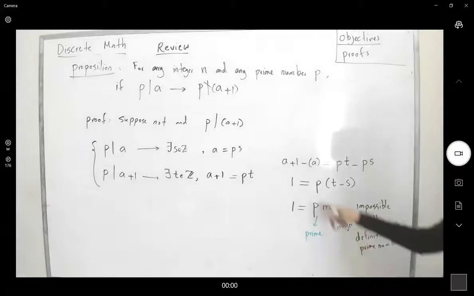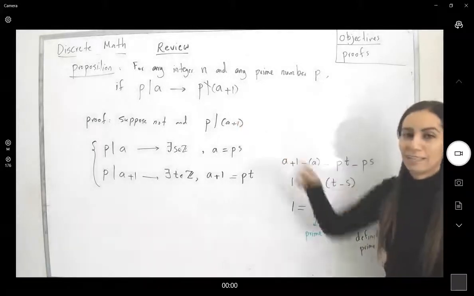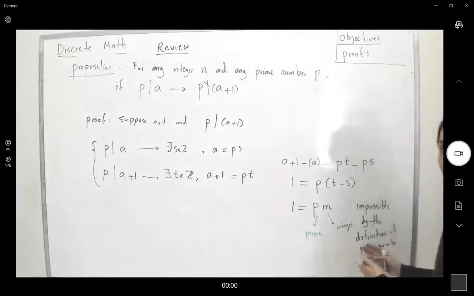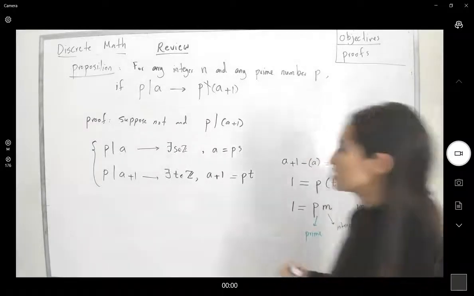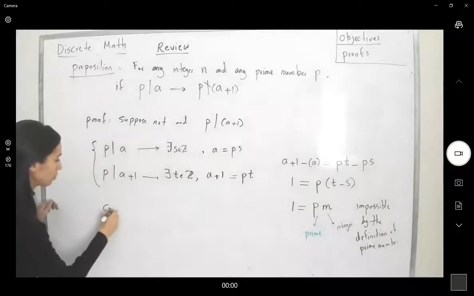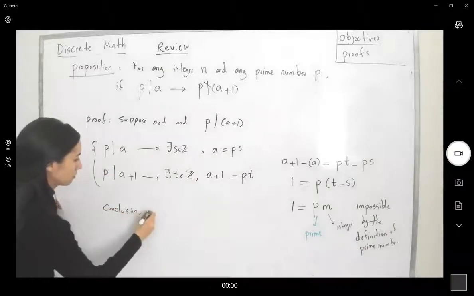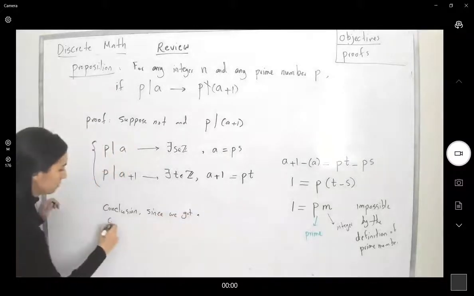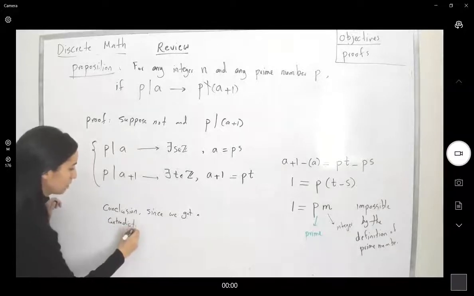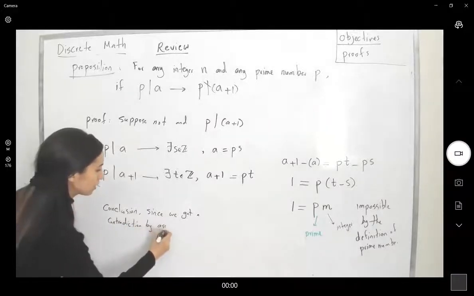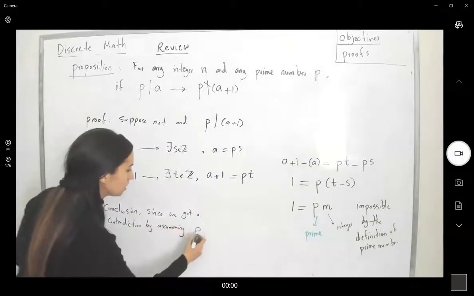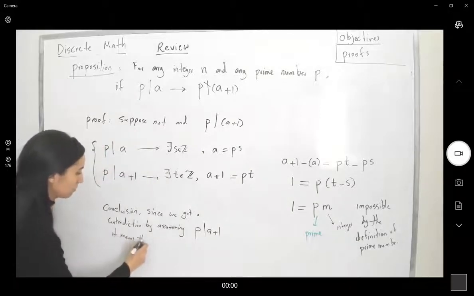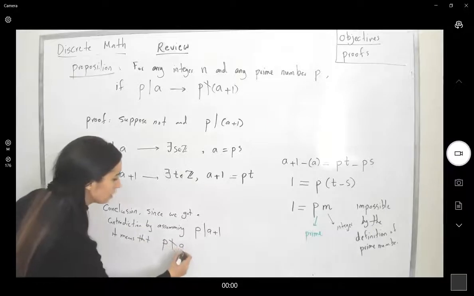It's a contradiction. Where did it come from? It came from the fact that if we assume the conclusion is wrong, we get a contradiction. It means that this proposition is true. So since we got a contradiction by assuming p divides a plus 1, it means that p cannot divide a plus 1.